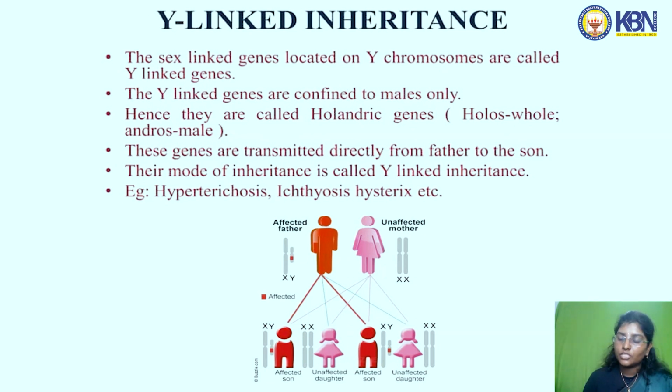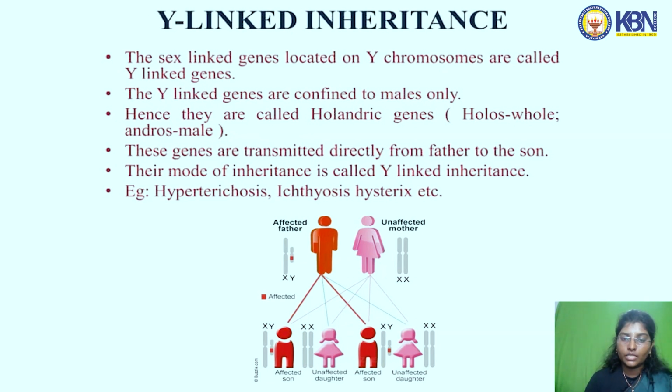Likewise, the genes transferred from the parent to the offspring are called Y-linked genes, the characters are called Y-linked characters, and the mode of inheritance is called Y-linked inheritance. Examples are hypertrichosis or ichthyosis hystrix. In hypertrichosis, hair grows on any part of the body, on the face and hands, enormously. This condition is called hypertrichosis.